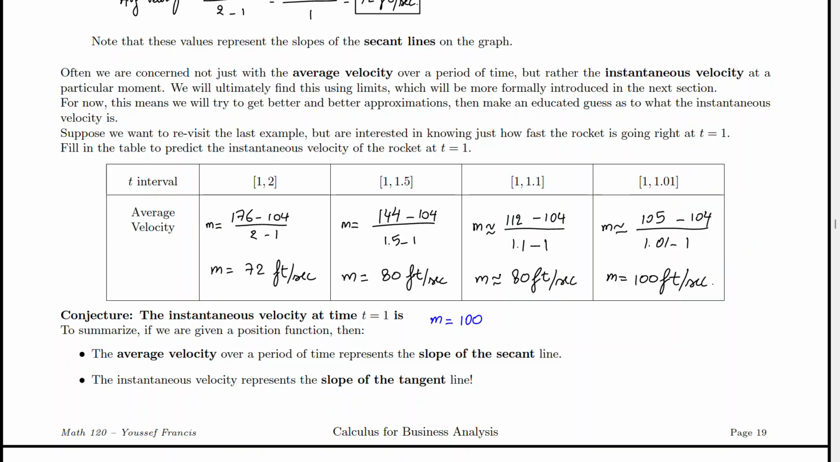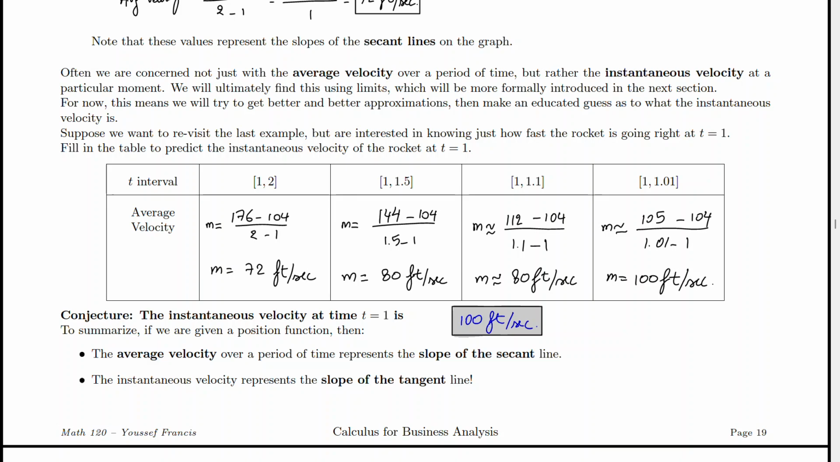Now, if I wanted to be super exact, instead of picking 1.01, I would pick 1.001, for example. Or if I wanted to be even more exact, instead of that number, I would pick 1.000001, for instance. And I would just repeat this process as many times as I need until I've confirmed that my slope is possibly 100 feet per second. So we think the instantaneous velocity is 100 feet per second, and in the future we will decide if this number is actually correct or not.